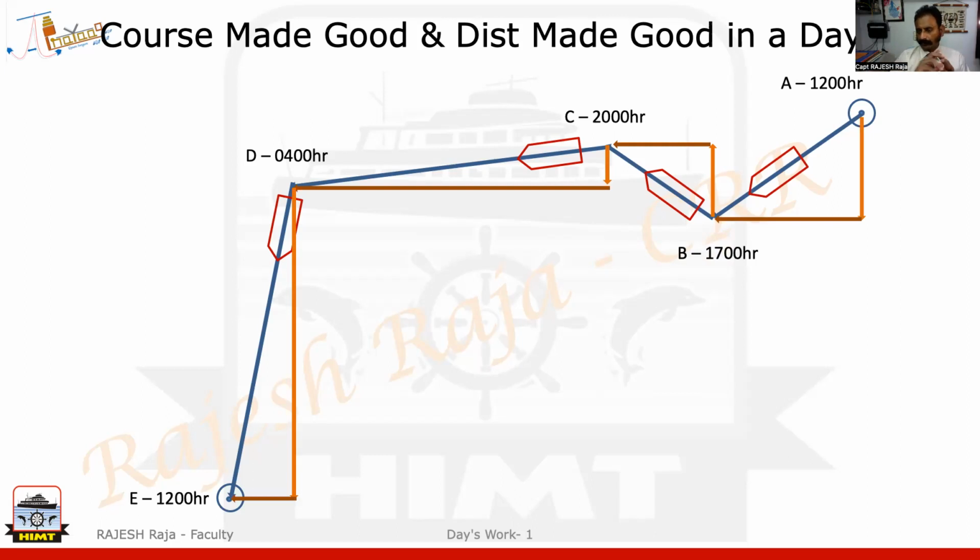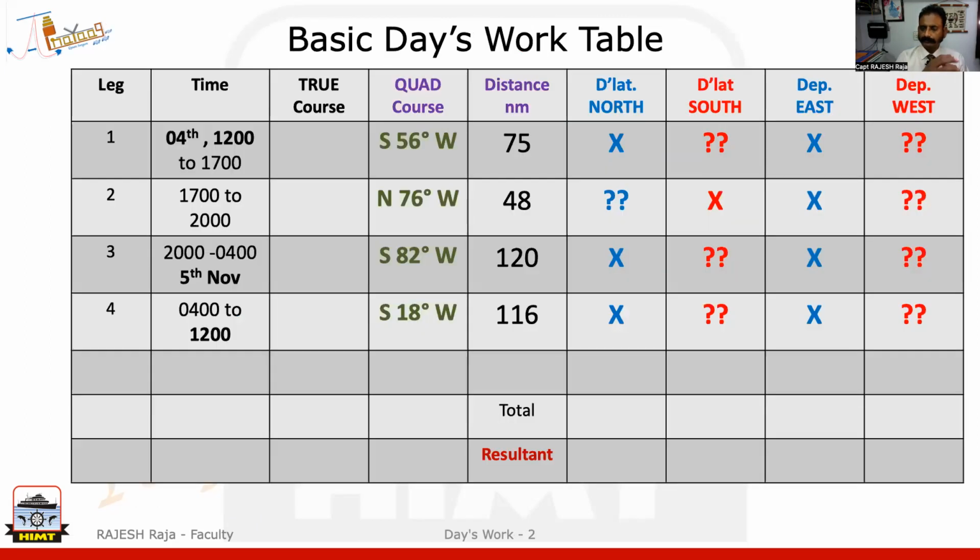Since I've added 2 more data here, that means D'lat and departure, I'm going to increase the columns on my table. Now, let us see this table. If you can see, it is exactly the same table. I added 4 columns at the end. You should realize the first 2 columns, which are blue and red, are D'lat. The second 2 columns are departure. Why do I need 4? D'lat can be northerly or southerly, that is why 2. And departure can be easterly or westerly, that is why 2.